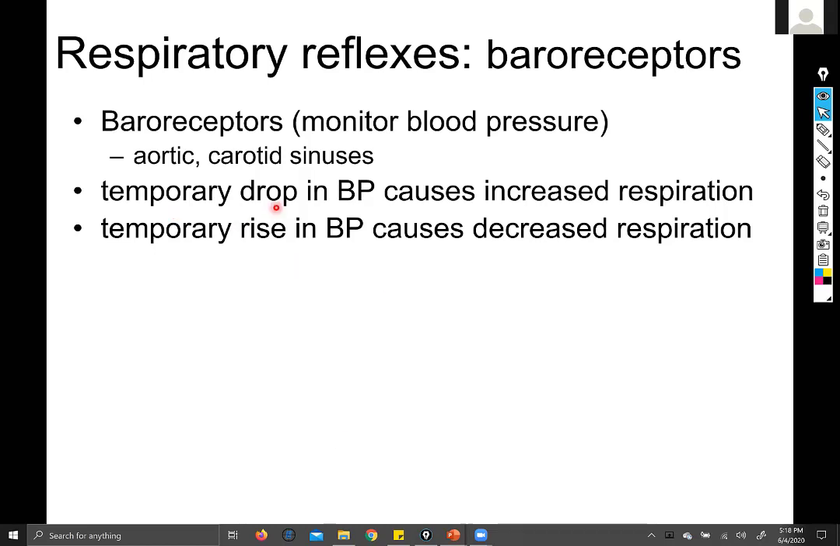So a temporary drop in blood pressure causes increased respiration unless sympathetic activation is occurring, and a temporary rise causes decreased. So this is in resting individuals. So think about laying down versus sitting up, changing postures, micro adjustments. Basically, the idea being that if your blood pressure rises slightly, the rate at which exchange is happening between your cells and tissues is going to change, so you want to decrease respiration to keep that chemistry steady.